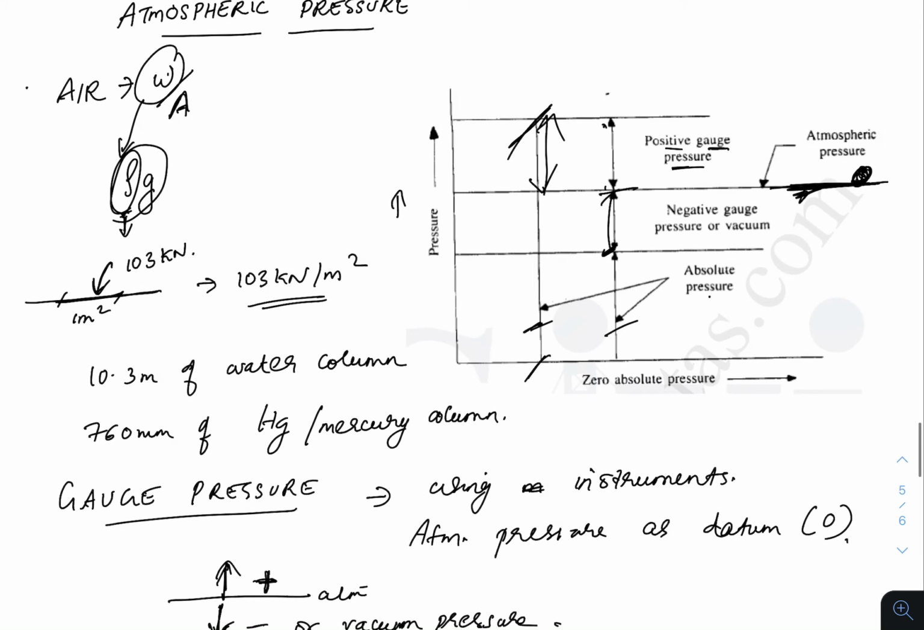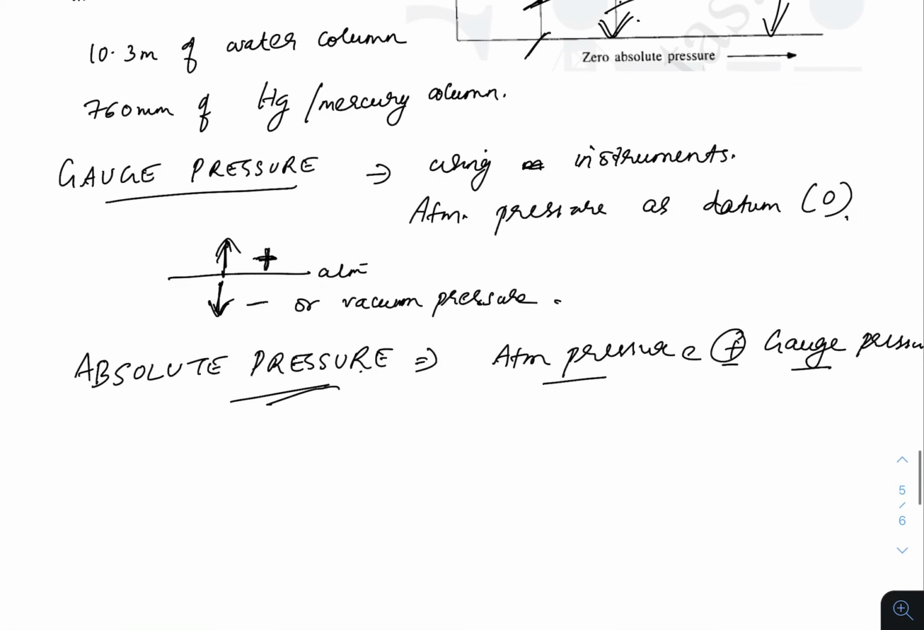But in case the gauge pressure is negative, see this is the negative value of gauge pressure. So atmospheric pressure minus this value will give you the absolute pressure here. See this one, this is the absolute pressure here. So that is regarding absolute pressure. It is an algebraic sum of atmospheric pressure and gauge pressure. If gauge pressure is positive, then it becomes atmospheric pressure plus gauge pressure. But if gauge pressure is negative, then it becomes atmospheric pressure minus gauge pressure.